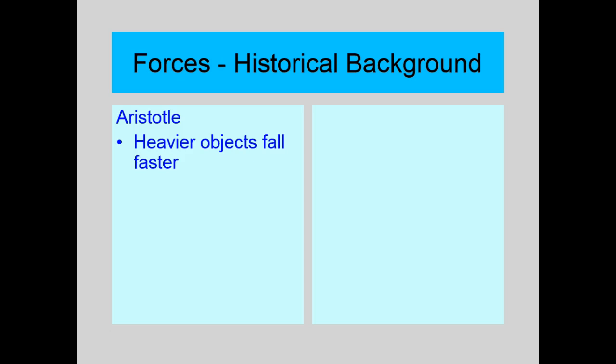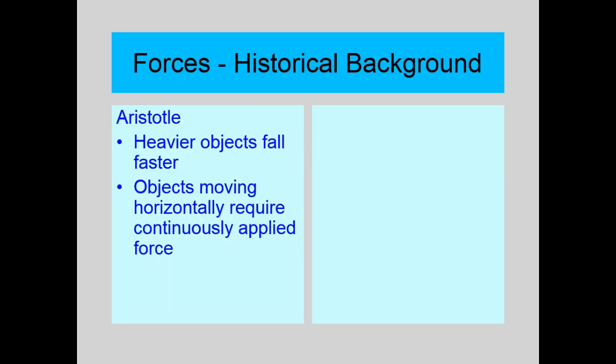Heavier objects fall faster than lighter objects. Does that sound reasonable or not? It does sound reasonable, doesn't it? Okay? Heavier objects fall faster than lighter objects. And everybody pretty much said, yeah, that sounds right. Yeah, we'll believe it. We'll go with it. Well, here came, and here's another one. Objects moving horizontally require constantly applied force, or otherwise they stop. Yeah, that sounds pretty reasonable too, doesn't it? Okay? Most circumstances. Aristotle sounded okay.